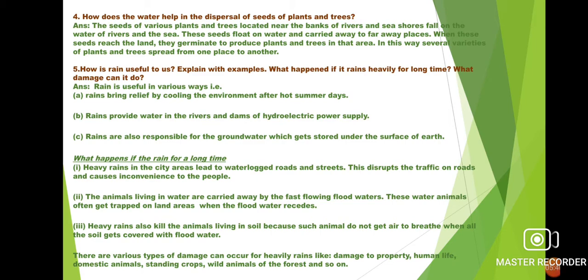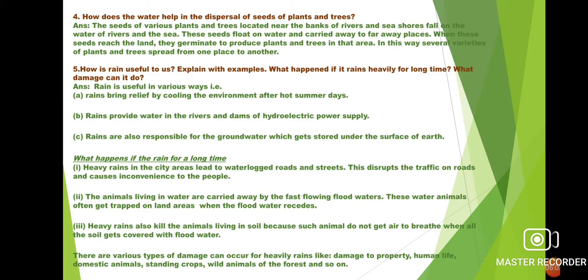So what is the source of the groundwater? Where does this groundwater get recharged from? It gets recharged from the rain. Rainwater percolates inside the ground via the pores present in the soil, and then it recharges the groundwater and thus maintains the level of the groundwater.